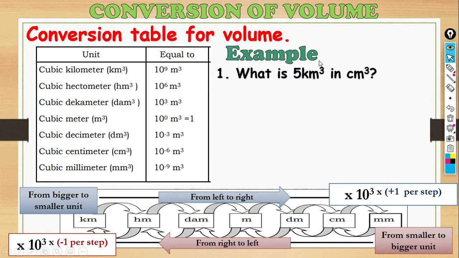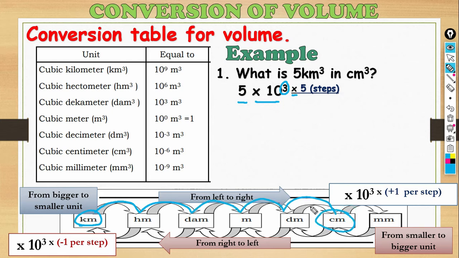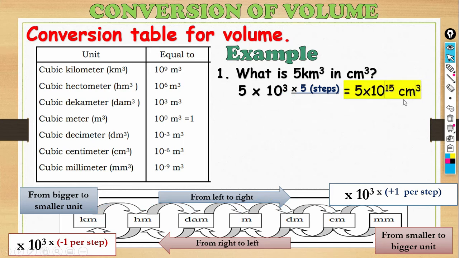Let's have an example. Number 1, what is 5 cubic kilometers in cubic centimeters? So, ayan. Yung value na 5, lalagay natin. And then, ito times natin by 10 raised to 3 times. So, kung ilang step yung from cubic kilometers to cubic centimeters or kilometers to centimeters. So, ito, kilometers, bilangin natin. 1, 2, 3, 4, 5. So, we have 5 steps. So, makita natin, multiply yung 3 by 5 steps. Kaya ang sagot ay 5 times 10 raised to 15 cubic centimeters. So, yun na yung naging conversion natin.